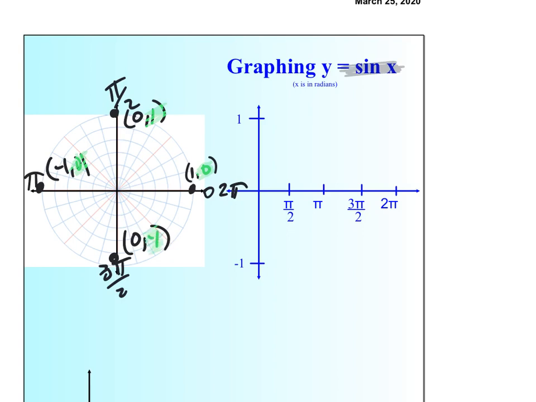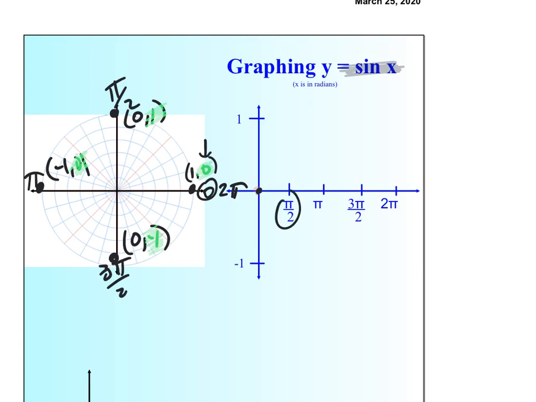Boy, that green highlighter is not the best, is it? Anyway, we're going to be graphing this based on those values. So at 0 degrees, it was 0. Do you see how I got 0 goes with 0? It's because at 0 degrees right here, the y value was 0.